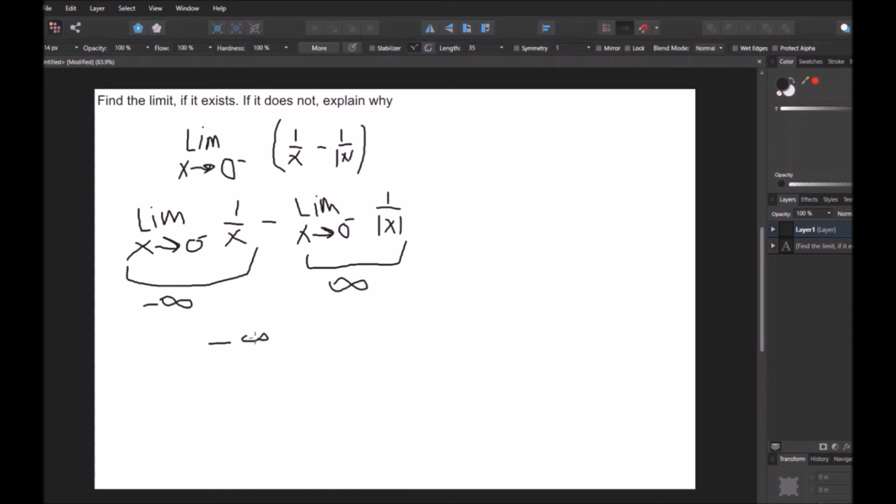So now we have -infinity minus infinity, and we can't really do that. That's not something you can do in math. I guess you could write it as -infinity again, because you're just subtracting two very, very large negative numbers. But ultimately the answer would be does not exist.